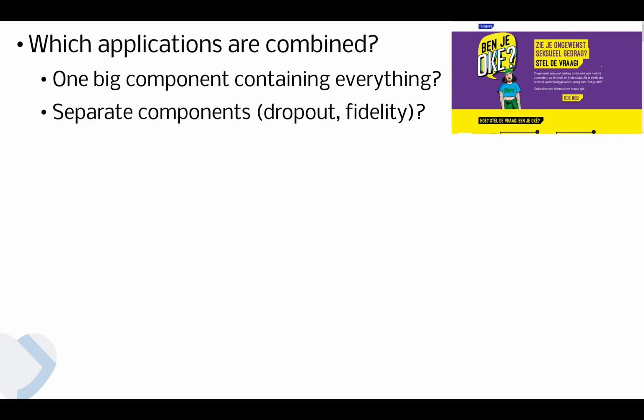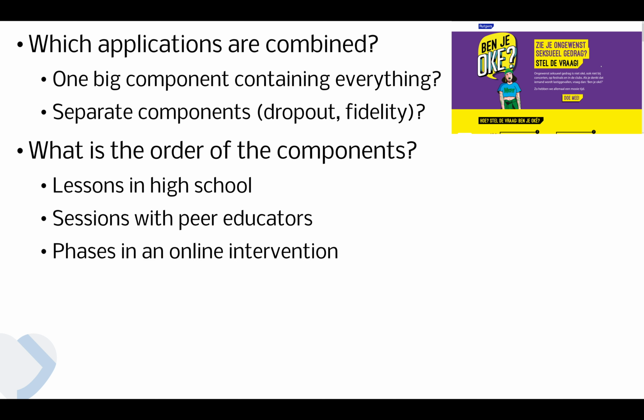In this process, you also have to think about whether you want to combine applications. So if you do something in schools, for example, you have to choose whether you have one session, one lesson, or 3 lessons, for example. And there are benefits and drawbacks to everything, of course. If you have multiple components, you have to decide which order they have. Sometimes it's important to target certain determinants before you target others.